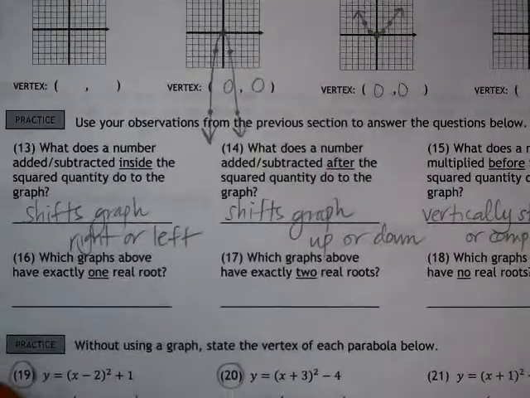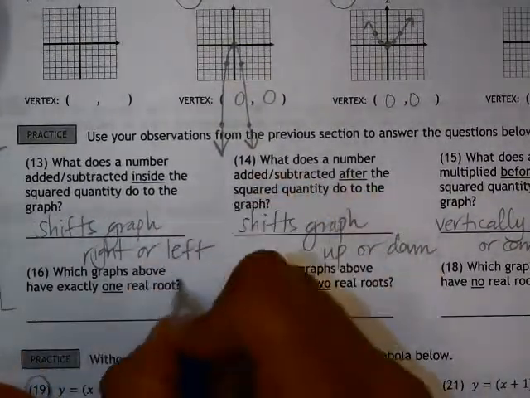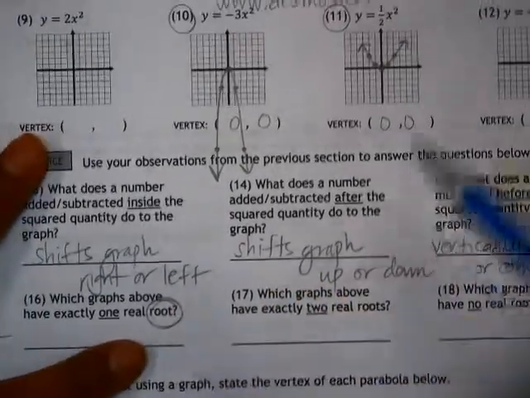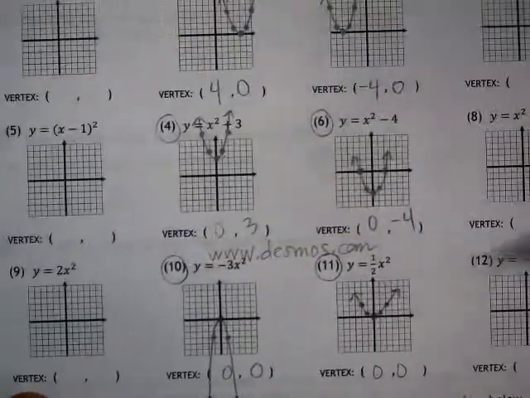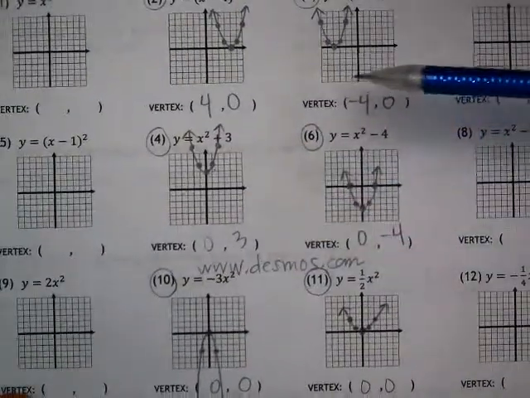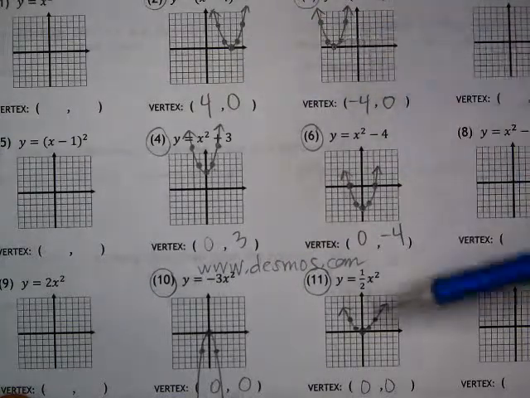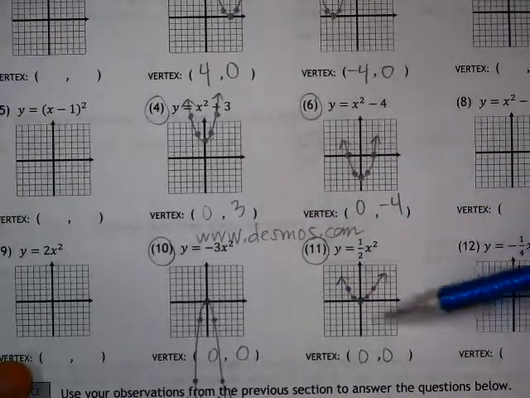All right, in number 16, we're asked which graphs have exactly one real root. This term root is a synonym for x-intercept. So if we look at the graphs that I have done up here, I haven't done all of them, the graphs that have one x-intercept would be number 2, number 3, number 10, number 11. They all intersect the x-axis at only one point.